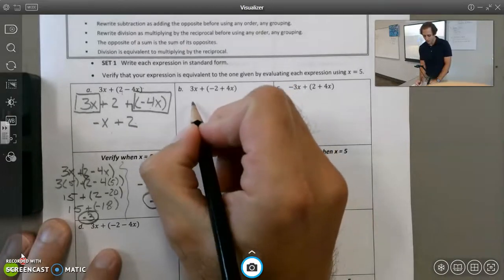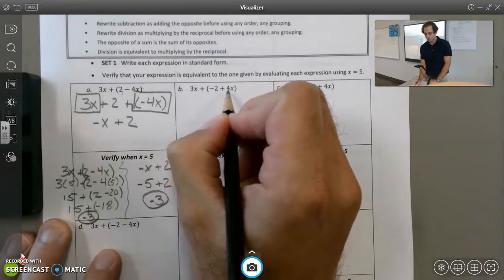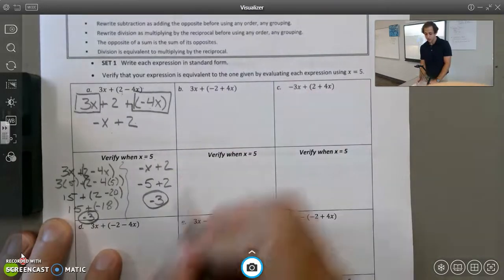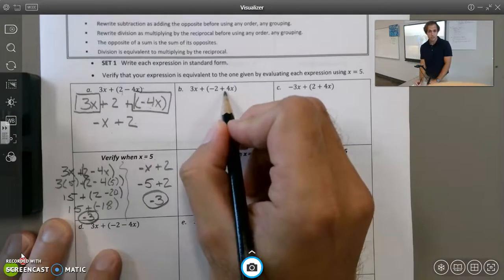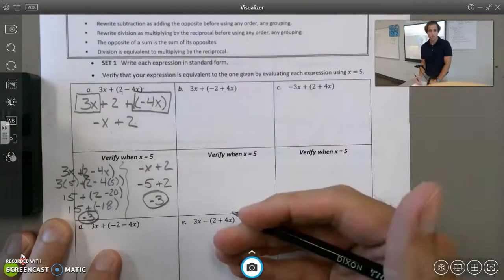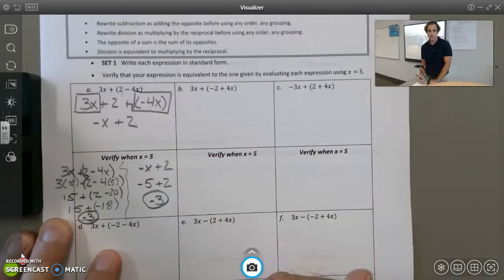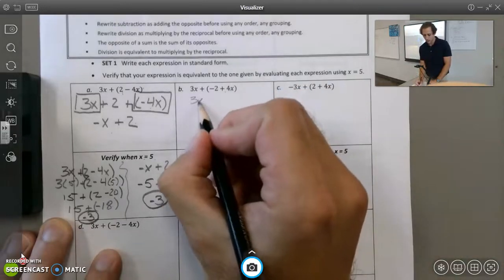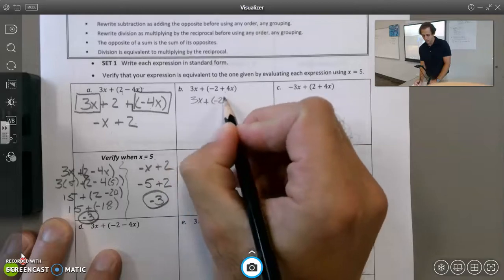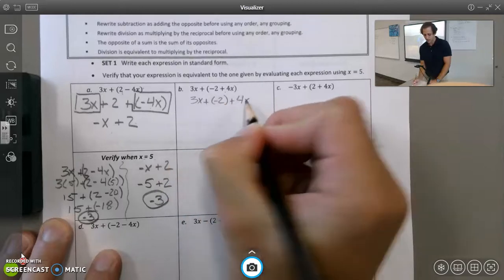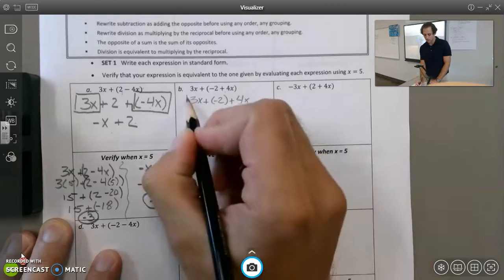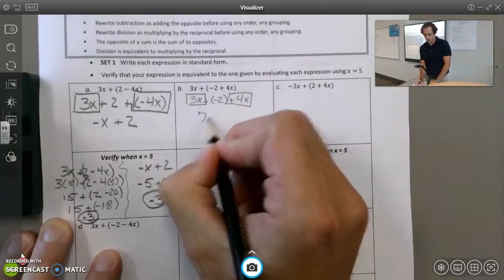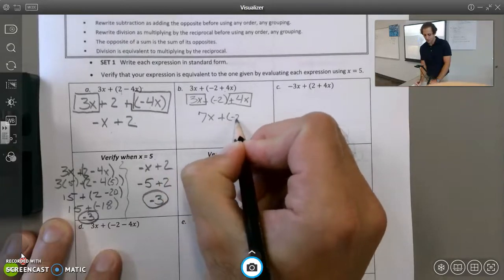In B we have 3x plus the sum of negative 2 and 4x. So this is all addition. I'm going to remove these parentheses because I know that addition is commutative and associative. I can add in any order and in any group. Now I just want to combine my like terms of 3x and 4x. That would be 7x plus negative 2.